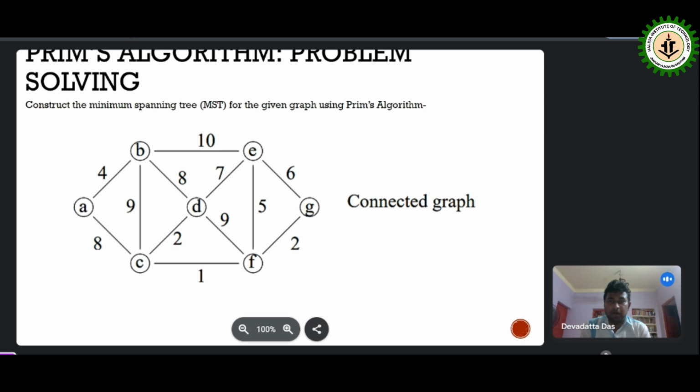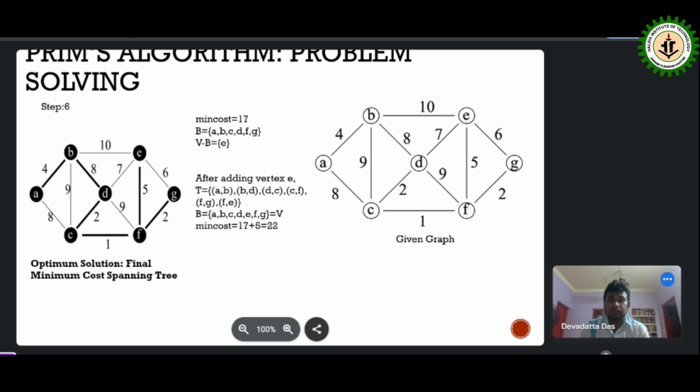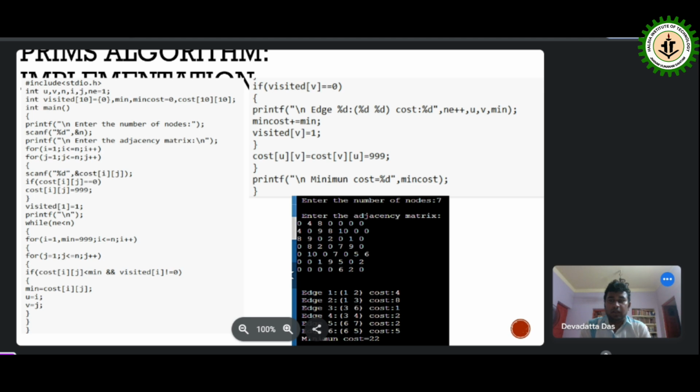Here is another problem of Prim's algorithm that is solved in a previous way. And this is the programming code of Prim's algorithm that I discussed in the laboratory. And here is the output of Prim's algorithm.